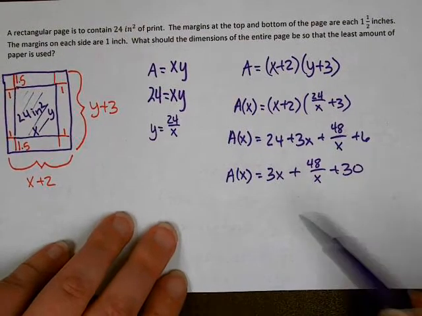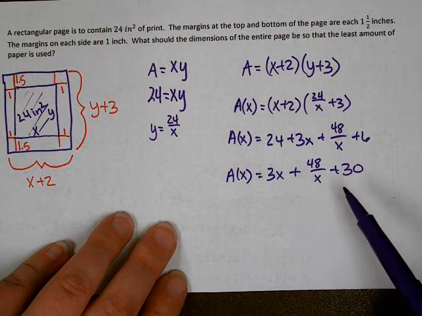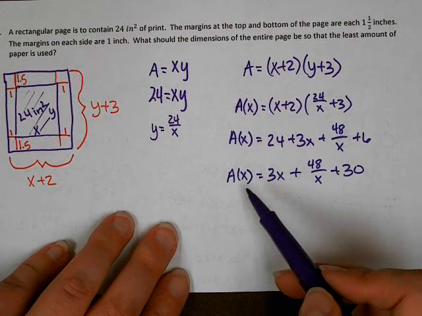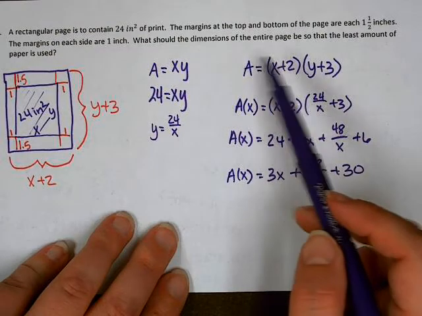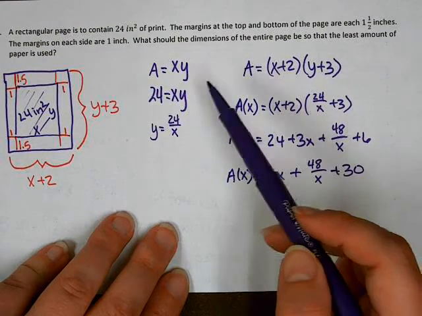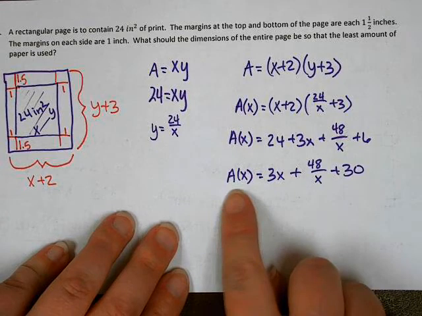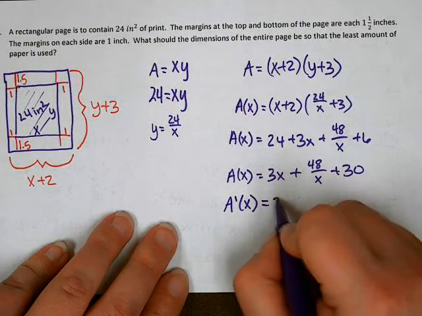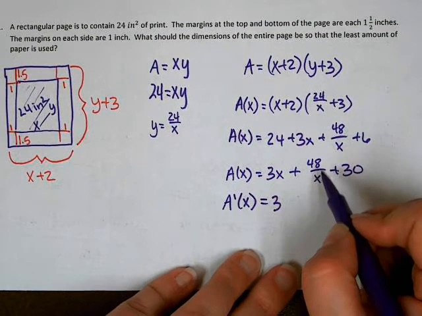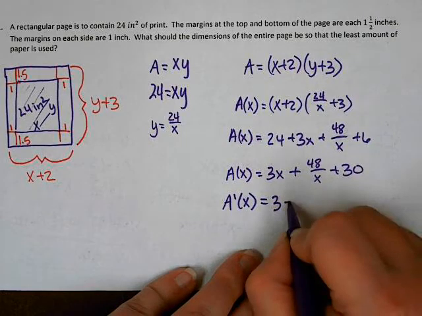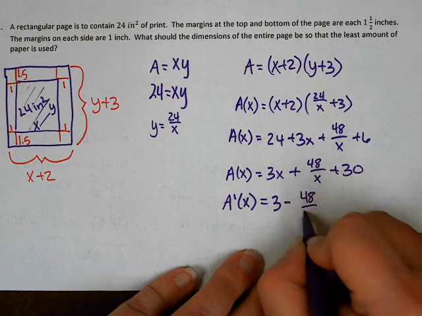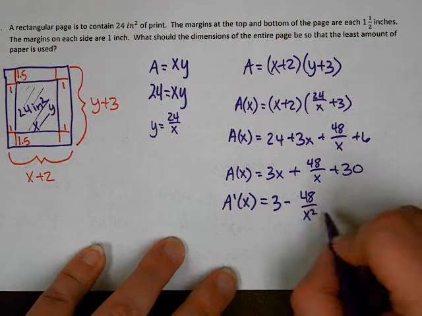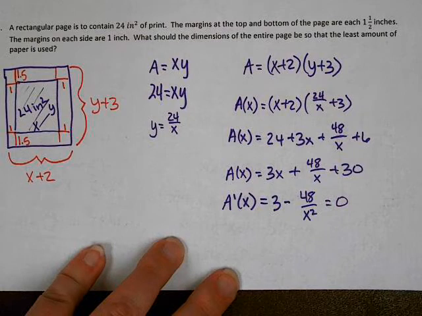All right, now I have one equation that's all in terms of x, and I can take the derivative. This is what I'm trying to minimize, right? I'm trying to find the dimensions of the entire page so that the least amount of paper is used. So I want to find the minimum value of this function. So to do that, I find A prime. So I get 3. Remember, this is the same as 48 times x to the negative first. So negative 48 over x squared, and the derivative of 30 is 0. So now I'm going to set that equal to 0 and start to solve.